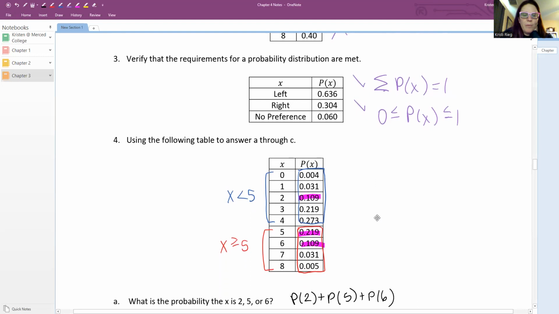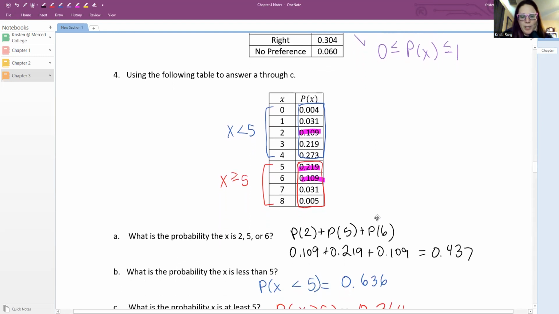All right, for 4, there's 3 parts here. The first one, usually the first 2 people get right, and then the third one people struggle on. The first one is asking, what's the probability of 2, 5, or 6? I just highlighted them in pink: probability of 2, probability of 5, probability of 6. And then I wrote them down here and added them up and got 0.437.